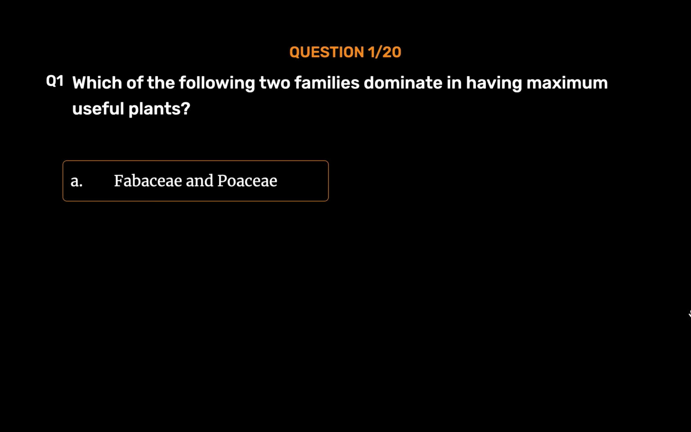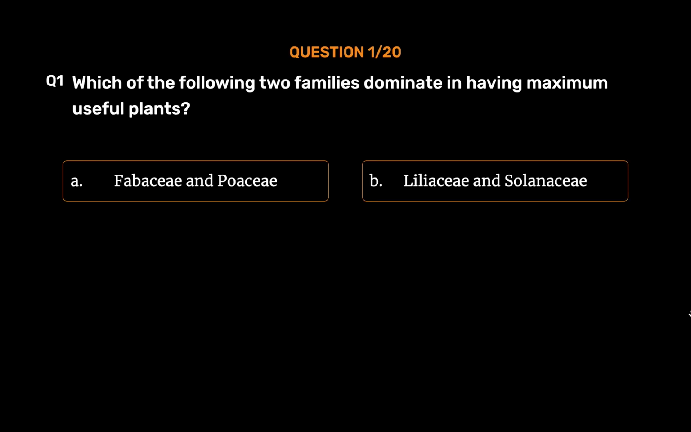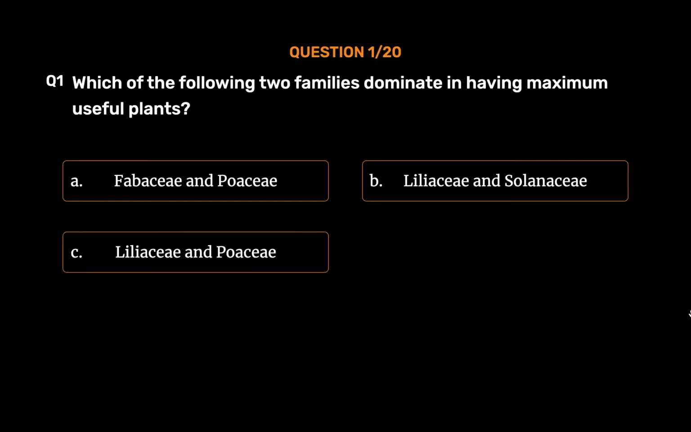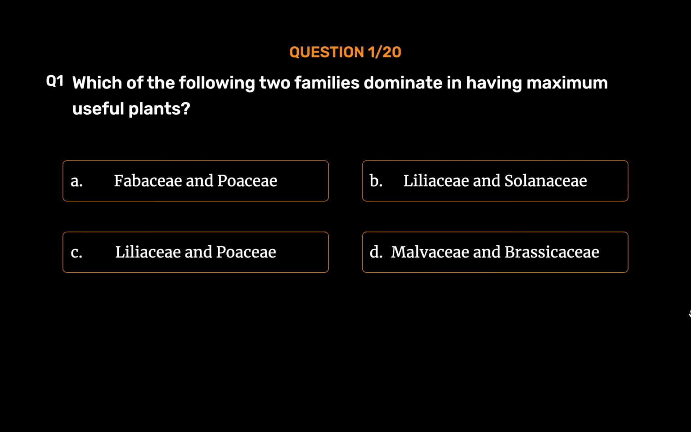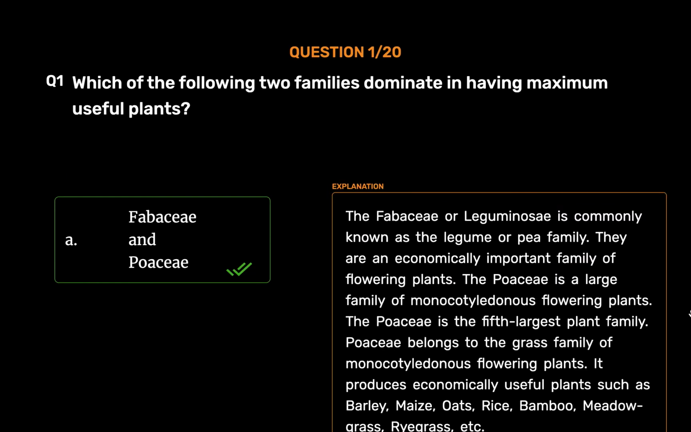Option A. Fabaceae and Poaceae. Option B. Liliaceae and Solanaceae. Option C. Liliaceae and Poaceae. Option D. Malvaceae and Brassicaceae. The correct answer is Option A. Fabaceae and Poaceae. The Fabaceae or Leguminosae is commonly known as the legume or pea family.